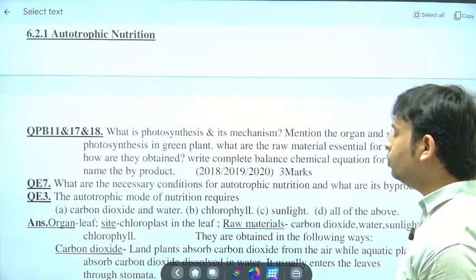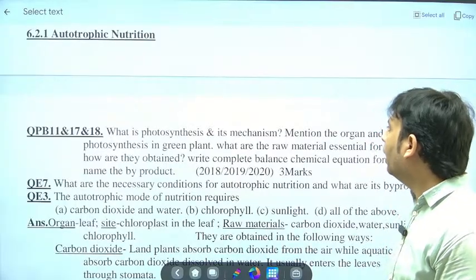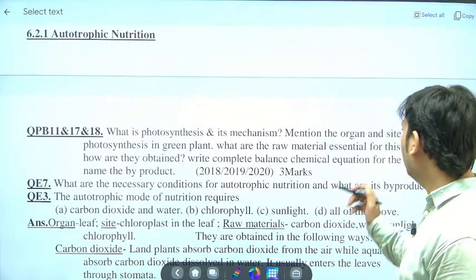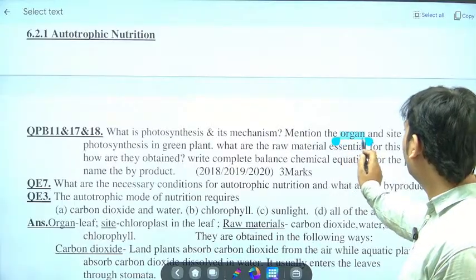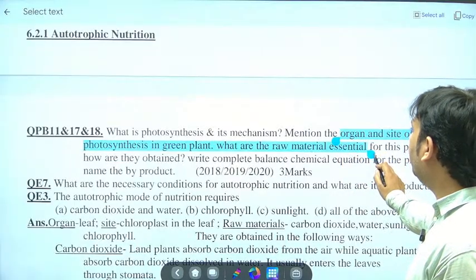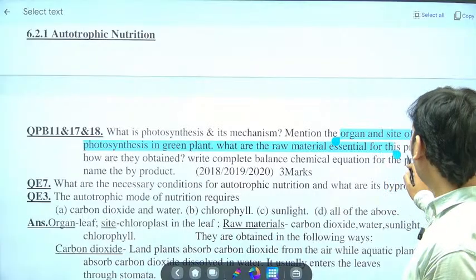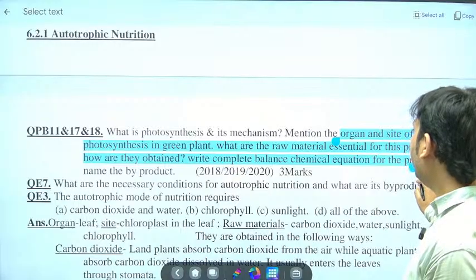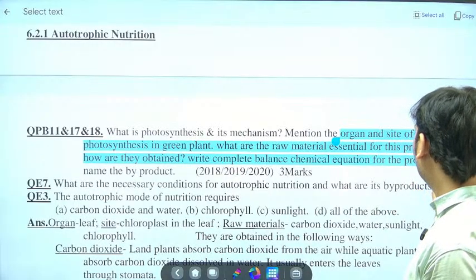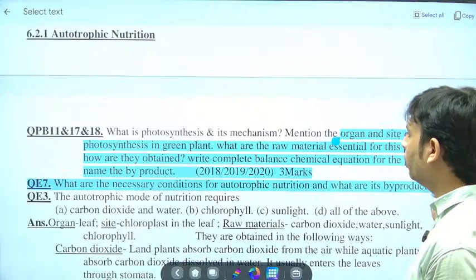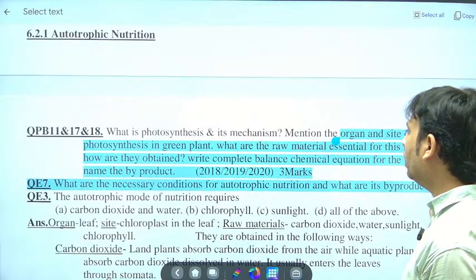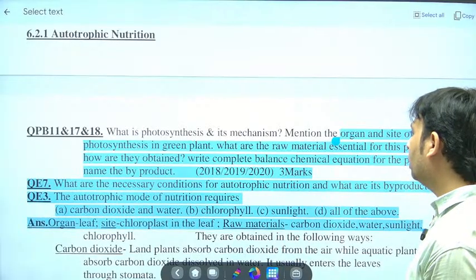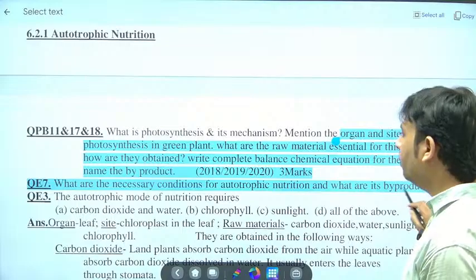The question is: what is photosynthesis, what is the mechanism of photosynthesis, and mention the organ and the site of photosynthesis in green plants. What are the raw materials essential for this process? How are they obtained? Write the complete balanced chemical equation for the process. Name the byproduct. And what are the necessary conditions for autotrophic nutrition, and what are its byproducts? So these are the questions.